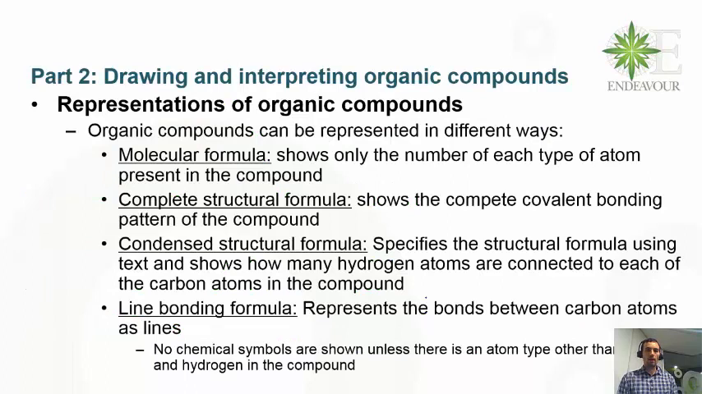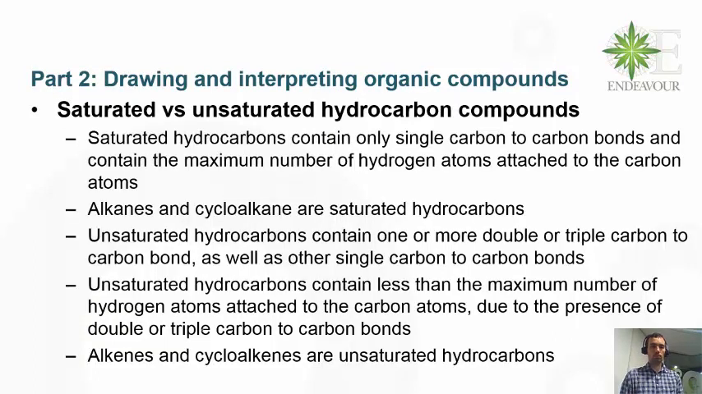So to summarize this part of the session, looking at the different ways we could represent compounds. Remember, we saw the molecular formula, which simply had the number of each type of atom present. We also saw the complete structural formula, which is where we had all the lines present showing each covalent bond in the compound. The condensed version was similar to the complete version, but then we were showing things as CH2 and CH3 rather than showing all the bonds. And then we saw the line bonding formula, where the bonds between carbons are just represented as a line. So you can imagine that there's a carbon at the end point of each line in those structures.